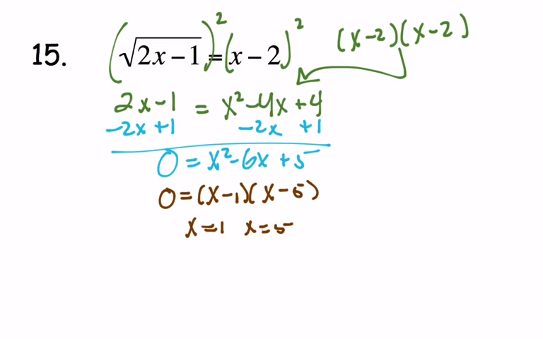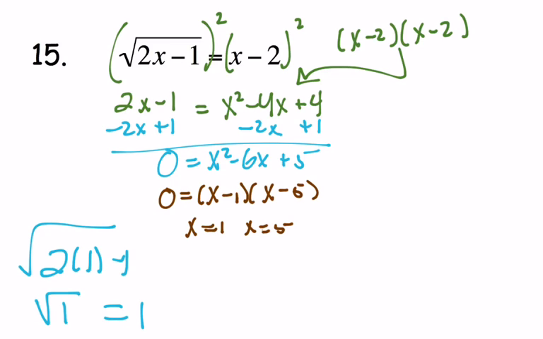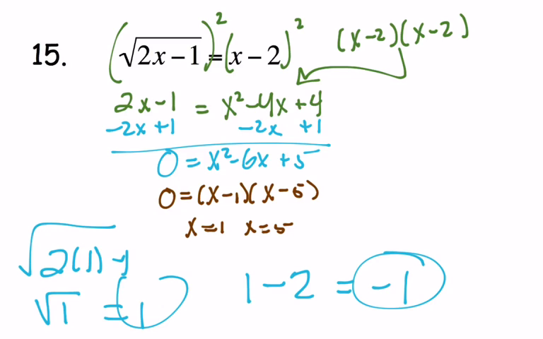And now we've got to plug those bad Larrys back into the original problem to make sure that they actually work. So if I do 2 times 1 minus 1 square root, that gives me square root of 2 minus 1, so square root of 1 equals 1. Plug it into the other side. 1 minus 2 equals negative 1. Well, these are not equal, so this one doesn't work. Doing the same thing, if I plug in 5, I do get 3 equals 3, so that is the solution.